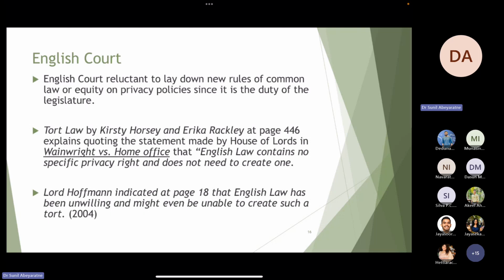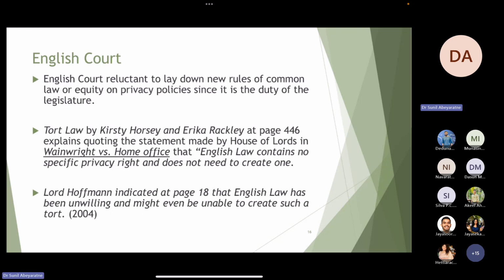English courts are reluctant to lay down new rules of common law or equity on privacy policies, since it is the duty of the legislature. If a privacy policy is not introduced through Parliament, the court will not introduce new laws to the system, the society. What this English court says is that it is not the duty of the judicial mechanism, it is not the duty of the court to introduce new laws. It is the duty of Parliament, the legislature.